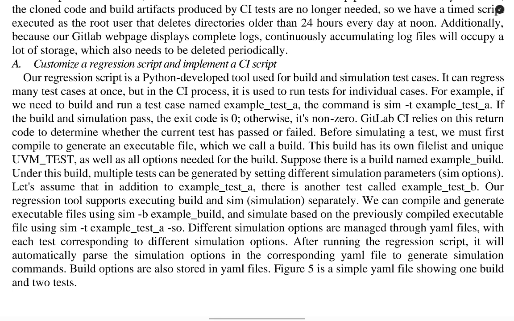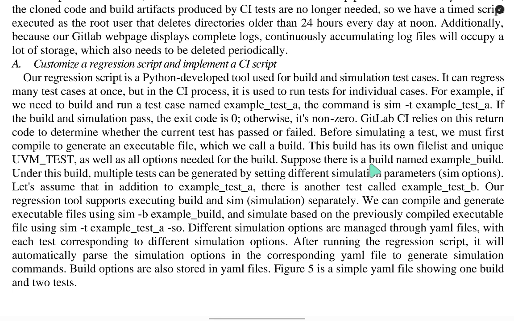If the build and simulation pass, the exit code is 0, otherwise it's non-zero. GitLab CI relies on this return code to determine whether the current test has passed or failed. Before simulating a test, we must first compile to generate an executable file, which we call a build. This build has its own file list and unique UVM_test, as well as all options needed for the build.